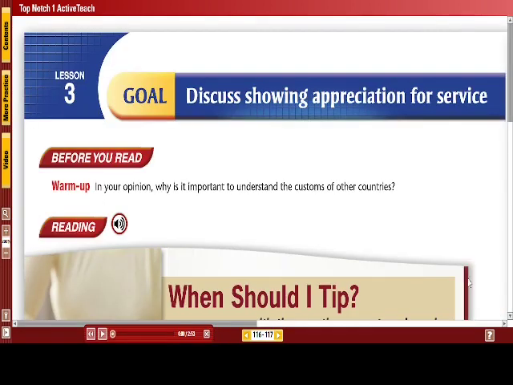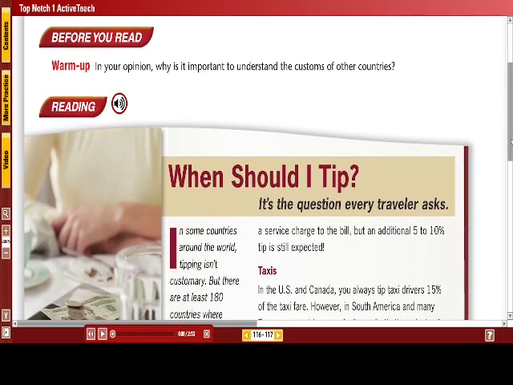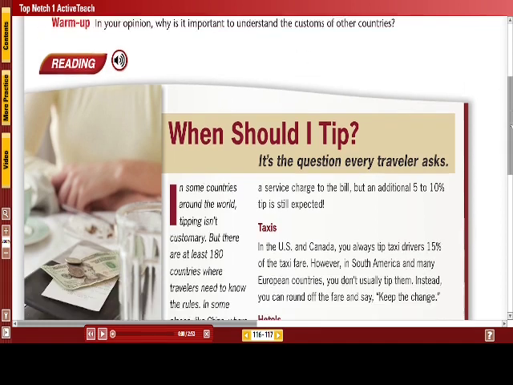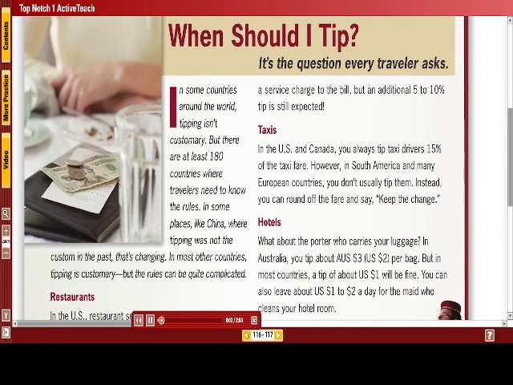So lesson 3 is about showing appreciation for service. In your opinion, why is it important to understand the customs of other countries? Why is it important? Let's listen to a reading activity about when should I tip. This is a very typical topic, when should I tip? Because each country has a different policy about tipping. So let's listen. Page 116. Reading. Read and listen.